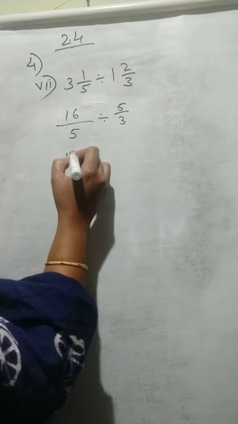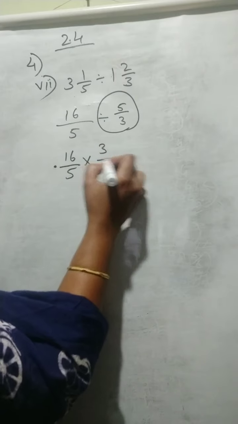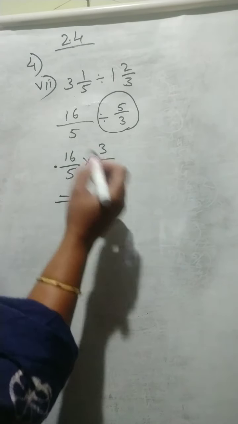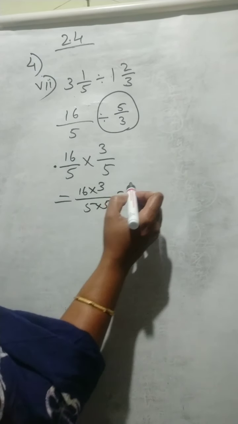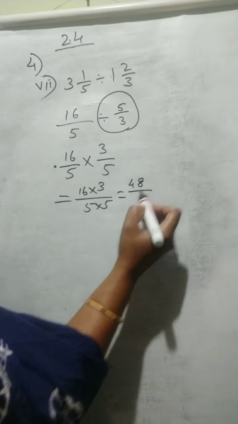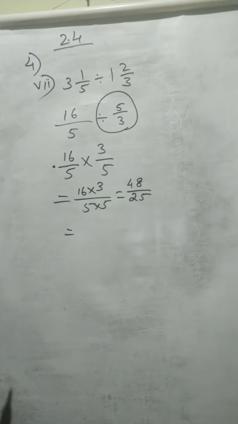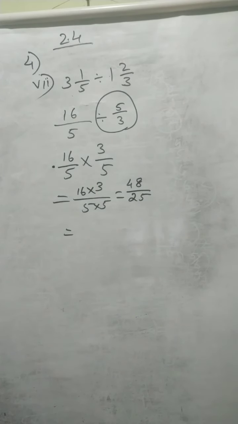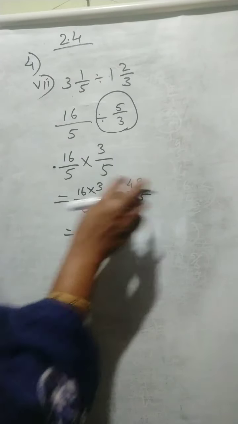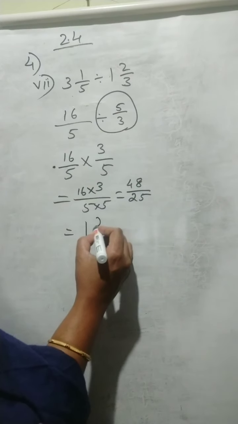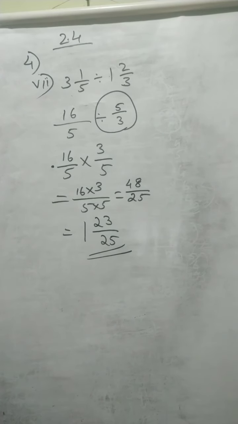Then 16 on 5 multiplied by the reciprocal of 5 on 3, that is equal to 3 on 5. Then 16 times 3 over 5 times 5. 16 3s are 48. Then 5 5s are 25. Then what is the answer? How many 25s are there in 48? 1 will be there in 48. 1 25 is equal to 25. 2 25s are 50, but 50 is not there. So the remaining is 23. Then 25 will be there. So 1 and 23 on 25 is the answer.